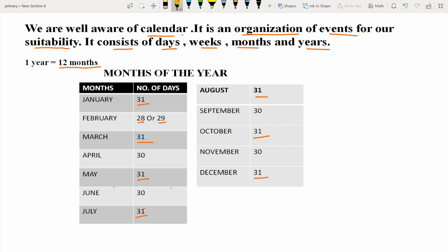Why? The year in which there are 29 days in the month of February is called a leap year. A leap year is divisible by 4. For example, 1200, 2000, etc. are all leap years as they are divisible by 4. And 1 century is equal to 100 years.